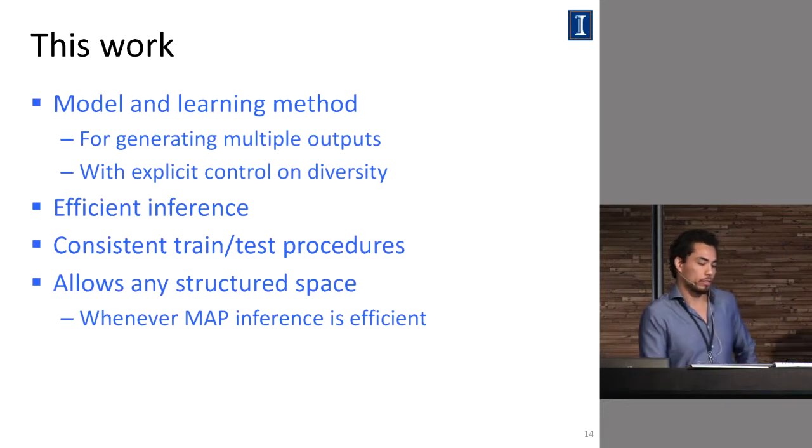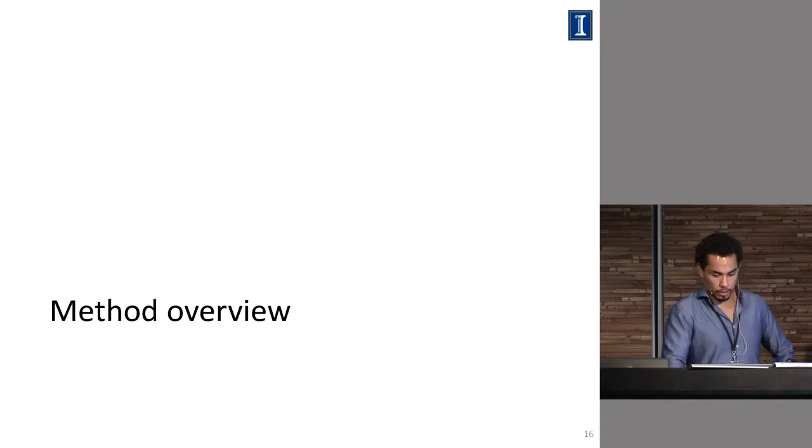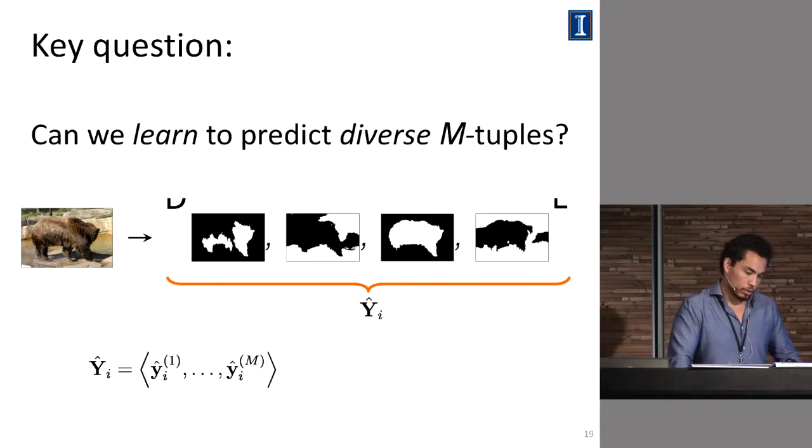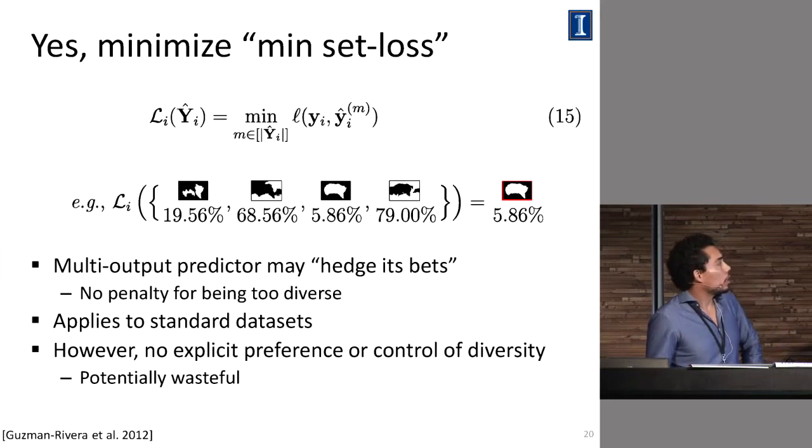So in this work, what we want is to achieve a model and a learning method for generating these multiple outputs with an explicit control on diversity, explicit preference on diversity. We want it to be efficient at inference at test time. We want to have consistent train and test procedures, and we want to allow for as many structured output spaces as possible. So again, the question is, can we learn to predict tuples like this, which I denote with this uppercase Y hat I. And the answer to this question is yes, this is possible. And one way to do so is by using this min-set loss, which we've been working with since 2 years ago.